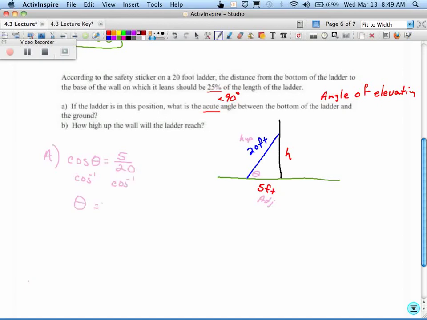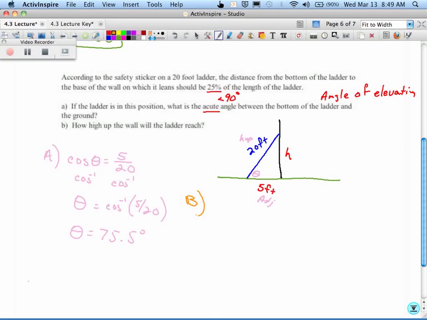Now you can be in radian mode if you want, but the answer that comes back is not going to make sense. For most of you, 75.5 degrees makes much more sense. So that's why I was in degree mode. So it's about a 75-degree angle with the ground. Then we're going to answer part B. How high up the wall does that go? What can you do? Pythagorean theorem.